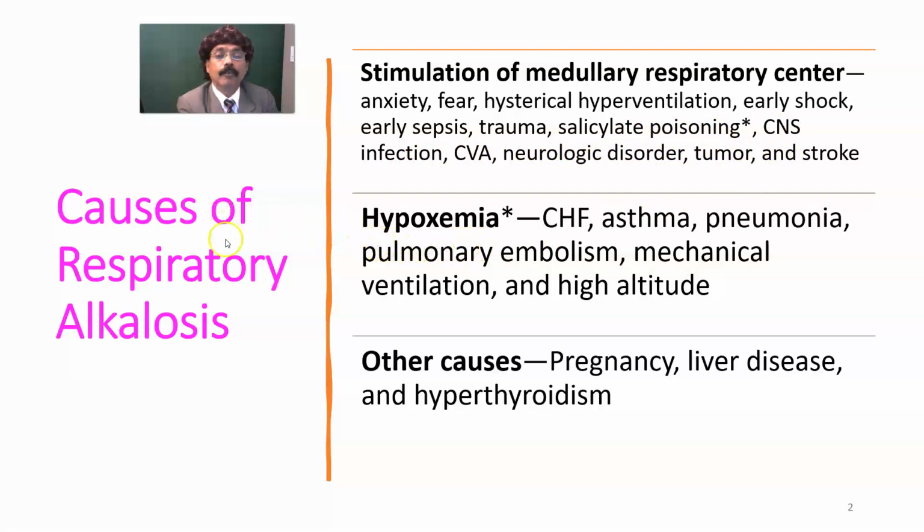Causes of respiratory alkalosis include stimulation of the medullary respiratory center and hypoxemia. Hypoxemia may be due to congestive heart failure, bronchial asthma, pneumonia, pulmonary embolism, or high altitude like mountain climbing. It may also be due to faulty mechanical ventilation. Other causes include pregnancy, liver disease, and hyperthyroidism.